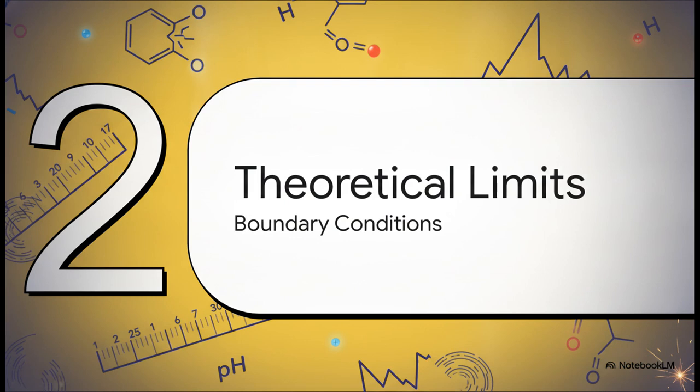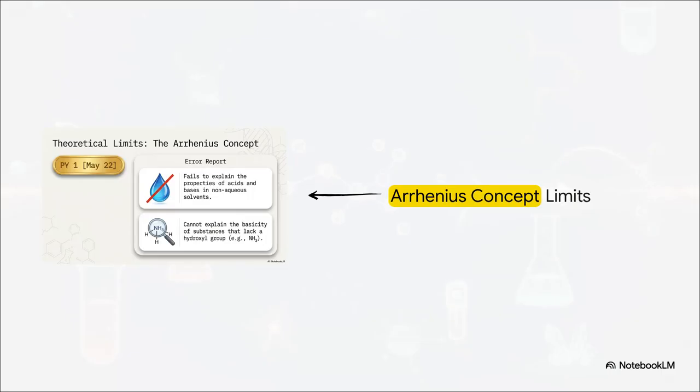Now, no theory is absolutely perfect, right? And examiners love to test you on the boundaries. Let's examine the theoretical limits. First up, where Arrhenius falls short. This is actually a limitation highlighted in the PY1 May 22 past paper. Error report. Fails to explain the properties of acids and bases in non-aqueous solvents. Cannot explain the basicity of substances that lack a hydroxyl group.